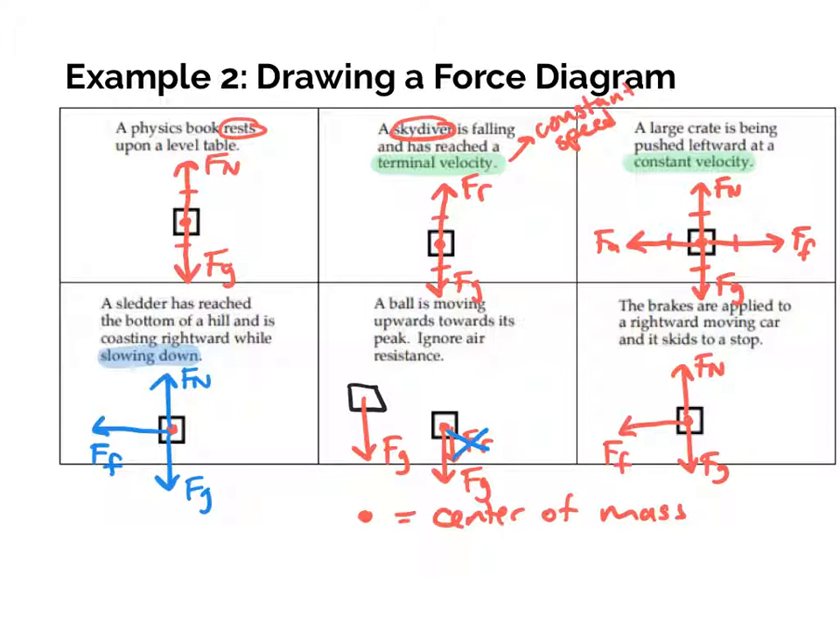So again, this is looking at drawing these force diagrams. We identify the types of forces that are acting on them, and then use arrows to represent the size and direction of these forces, which again is going to help us to analyze whether the forces are balanced or unbalanced.